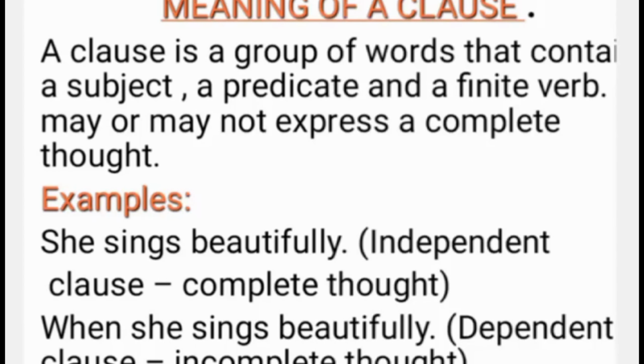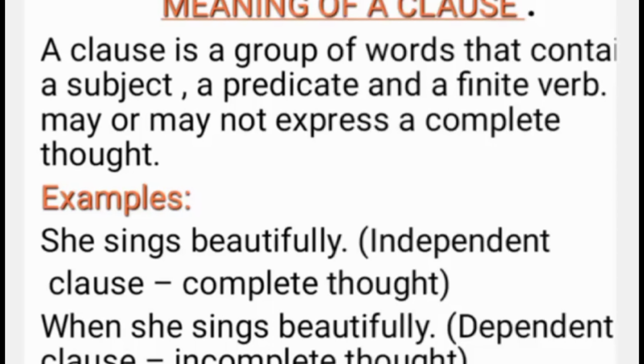Meaning of a clause. A clause is a group of words that contain a subject, a predicate, and a finite verb. That is, a clause must contain a subject, a predicate, and a finite verb. It also says that it may or may not express a complete thought. When a clause expresses a complete thought, it is known as an independent clause. But when a clause expresses an incomplete thought, it is known as a dependent or a subordinate clause.